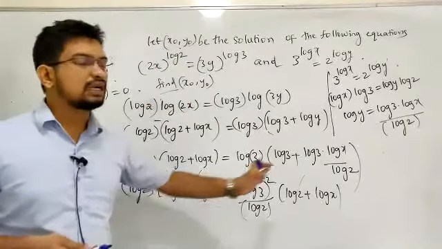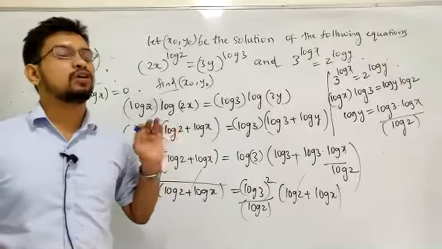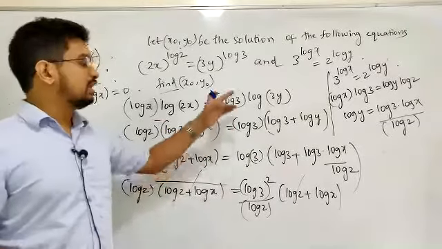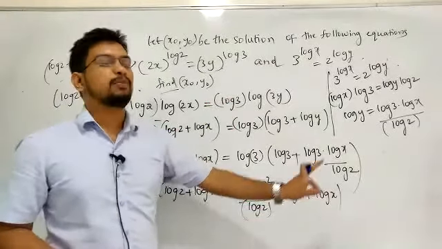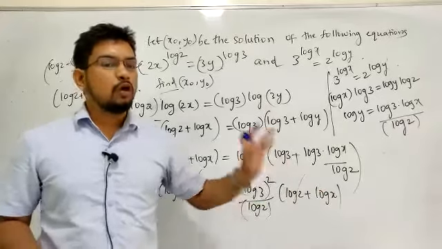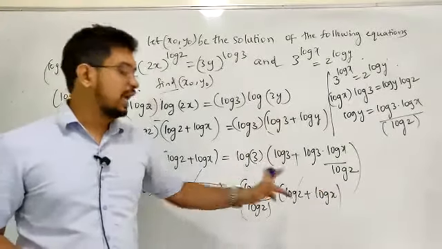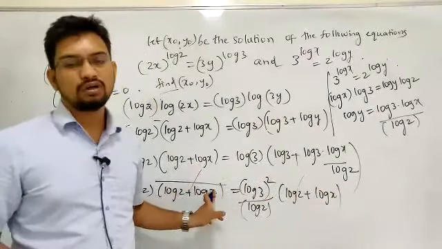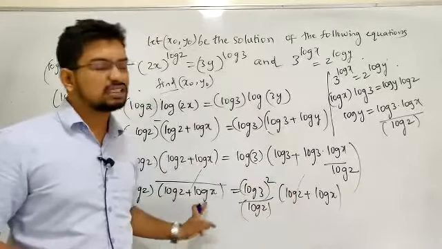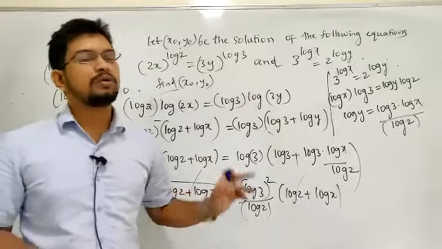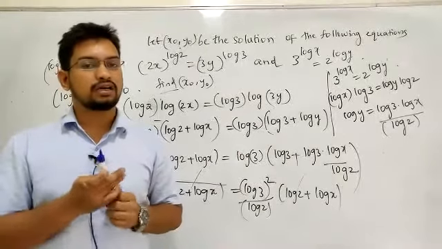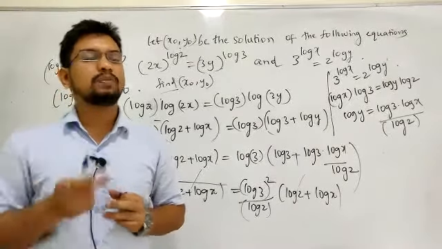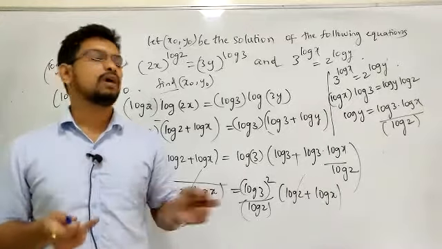Whenever you're cancelling terms on both sides, I told you there will be loss of solutions. They never mention that this is not 0. When do you cancel on both sides? Only when this is not 0. But they never mention that this is non-zero. They never mentioned that log 2 plus log x is not 0, so you must not cancel that.